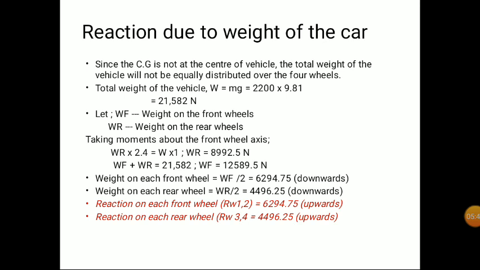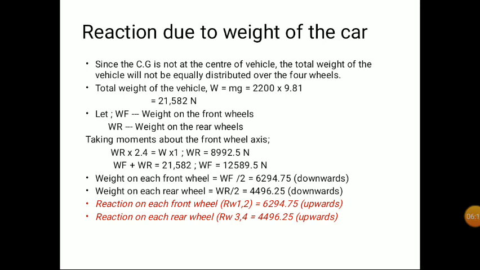Now W we already know, that is 21582. So from that you are getting WR as 8992.5 Newton. Upon getting WR, substituting in the equation WF plus WR equal to 21582, you are getting WF equal to 12589.5 Newton.